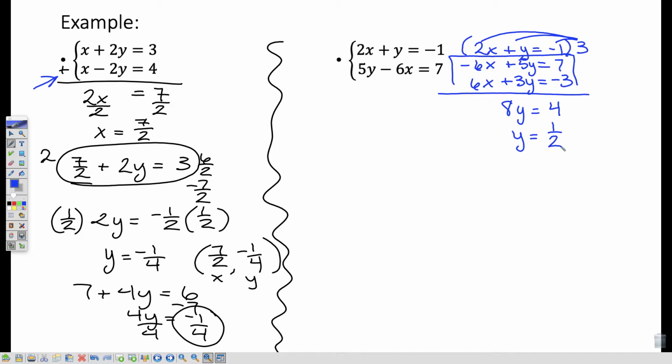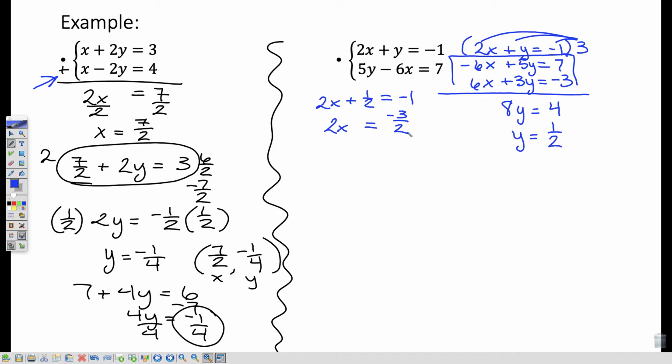And then how do I find x? Put half in for y. You want to put it into the first equation or the second equation? First. Okay, so 2x plus 1/2 equals -1. So 2x equals -3/2. Did I do that right? Yeah. Because what is 1? One is two halves. So then subtract another half is -3/2, right?